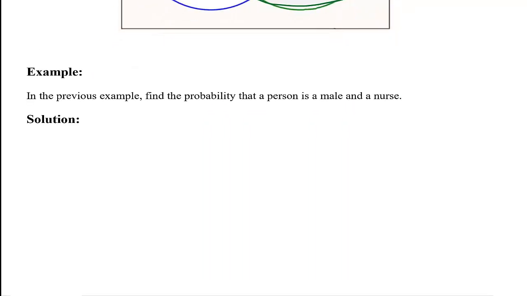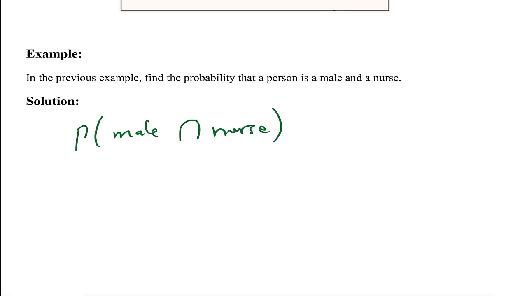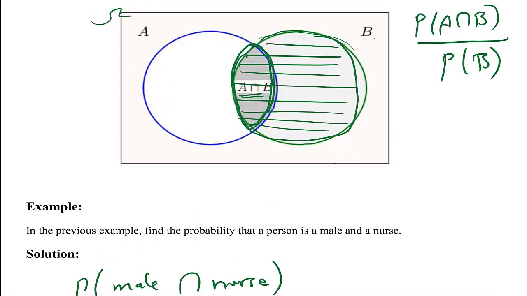Let's see this example. Find the probability that a person is a male and a nurse. So here I'm asking about both characteristics. This is a joint probability, in fact: the probability of male intersect nurse. But I want to answer this question using the conditional probability. Look at the conditional probability rule.